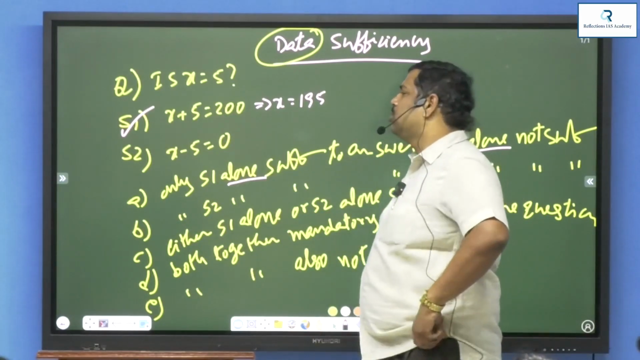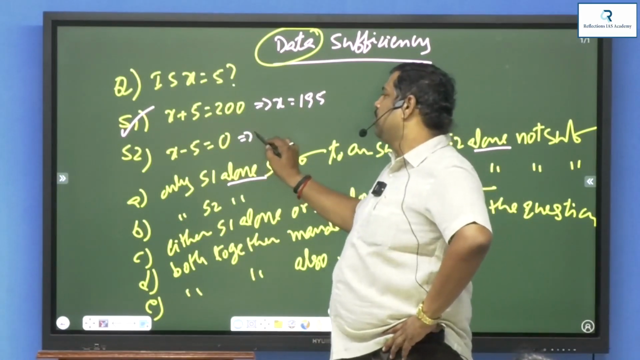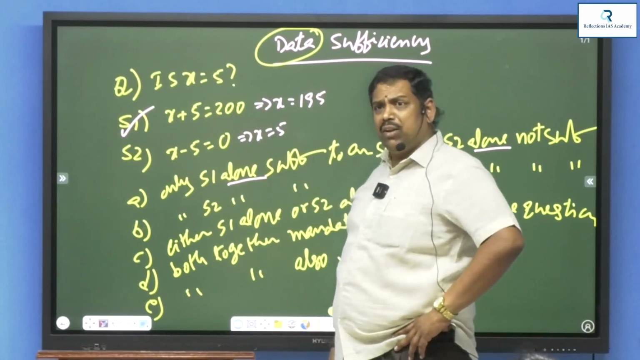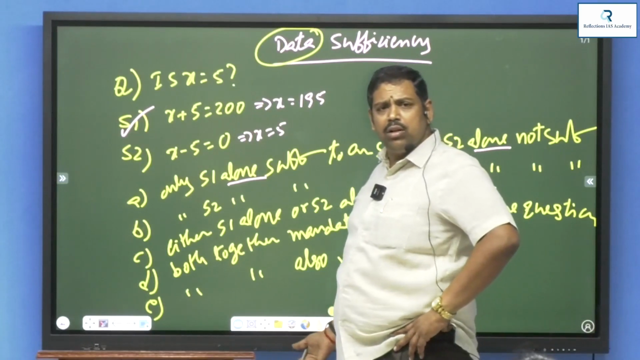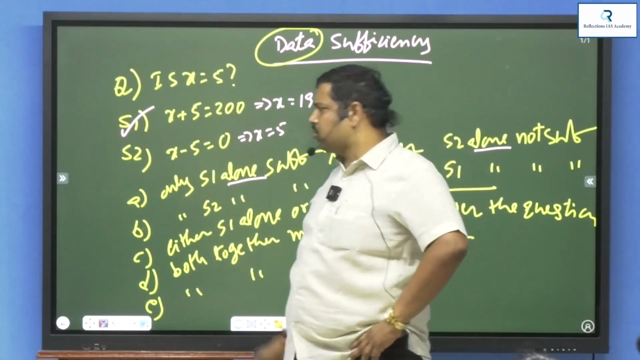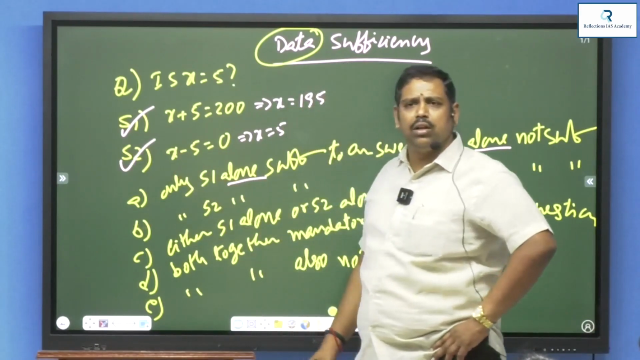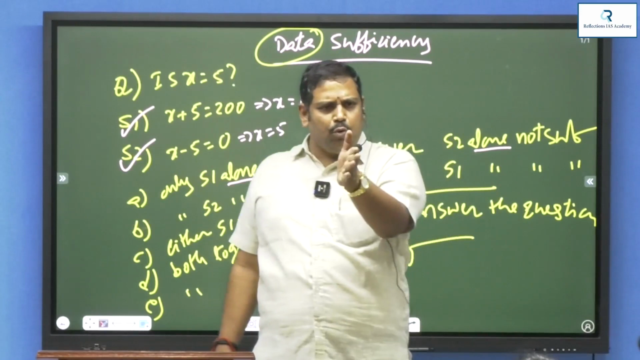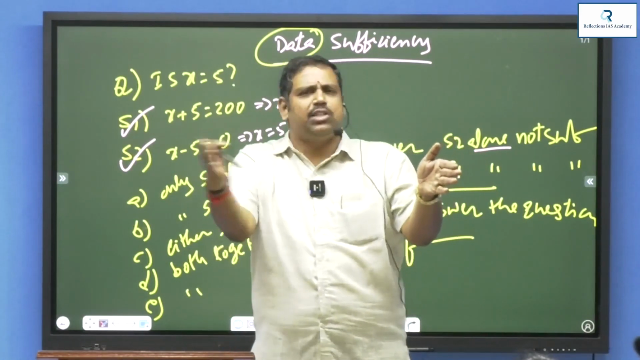S2: x minus 5 is equal to 0. What's the value of x? 5. Okay. What's the question? Is x equal to 5 or not? He's asking, is it 5 or not? Yes. Data is sufficient or not sufficient? Sufficient. Okay, S2 is sufficient. Now tell me here, S1 and S2 both are required, or only S1 is enough, or only S2 is enough?